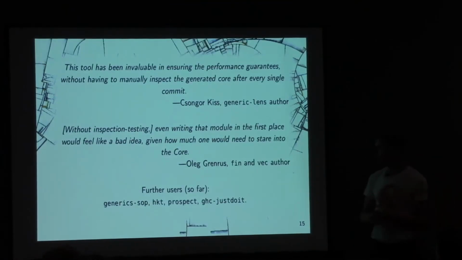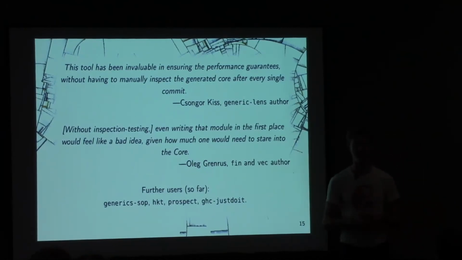Right, here's the final slide with some quotes which you can read while we have questions, and I'm happy that more and more packages are using it. So besides generic-lens, there's fin and vec and generics-sop and HKT and something I wrote that use inspection testing. And I hope that you too will now think about where in your programming you make promises of that form. And maybe you want to sleep well at night. Use inspection testing.